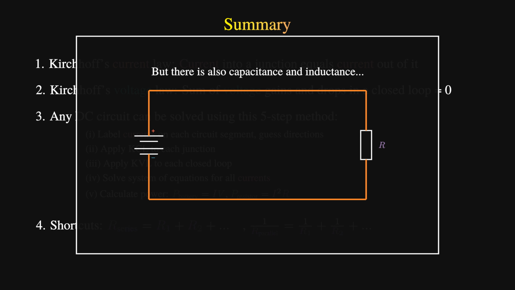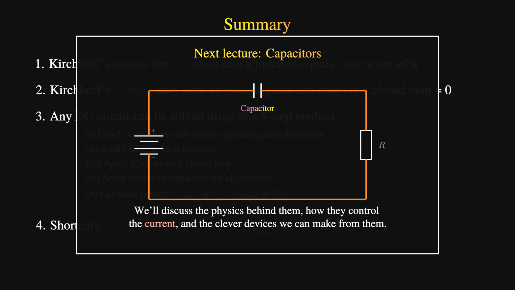Now we've mastered basic resistor circuits, it's time to make things more interesting. There are many other electrical components out there, and they all manipulate the flow of charge in unique ways. In the next lecture, we're going to talk about a device known as the capacitor. We introduced capacitors much earlier in the series when talking about fields and potential, but adding capacitors into circuits can lead to lots of interesting new physics. In the next lecture, we'll discuss the physics behind capacitors, how they control the current, and the clever devices they can be used to make.